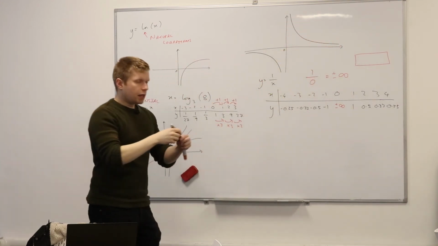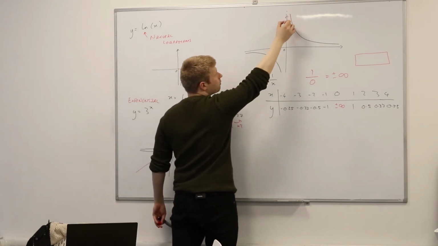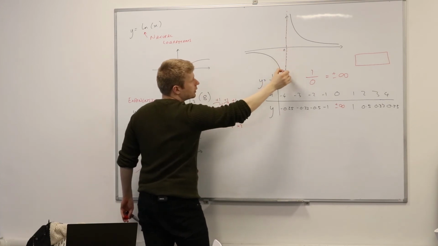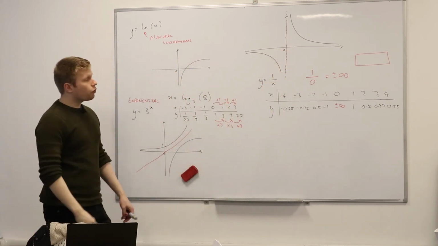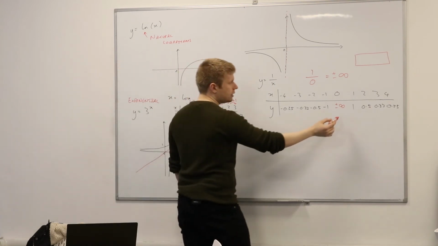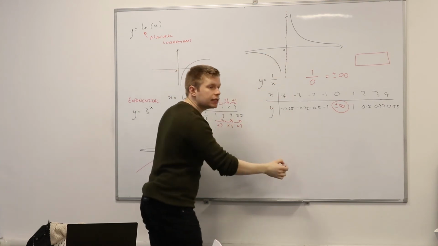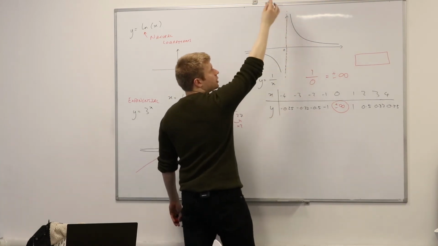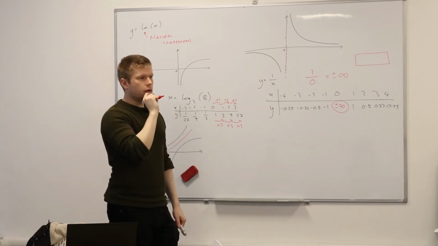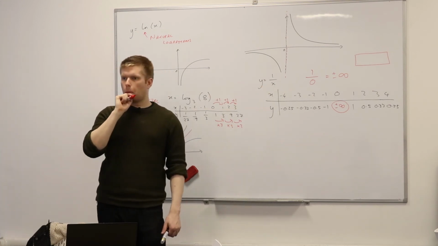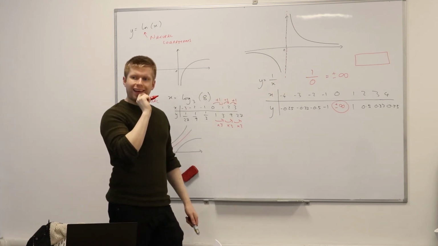Okay. Now I should add something to this graph as well, and I'm going to put it in red. I'm going to put a set of dotted lines down the y-axis. The reason why I do that is because it tends towards plus or minus infinity. So in this direction, it tends towards negative infinity. In this direction, it tends towards positive infinity. Does anybody know what we call that line there? The red dotted line. Begins with an A.